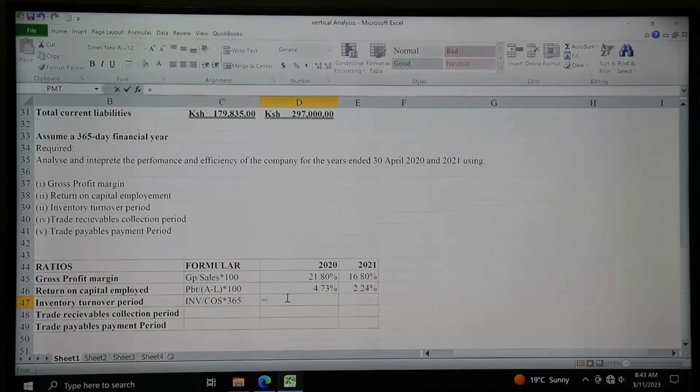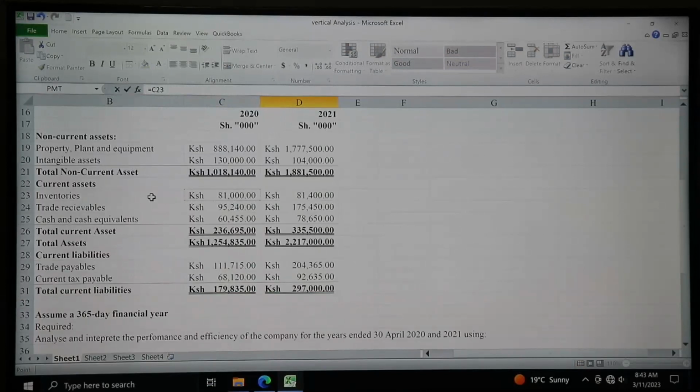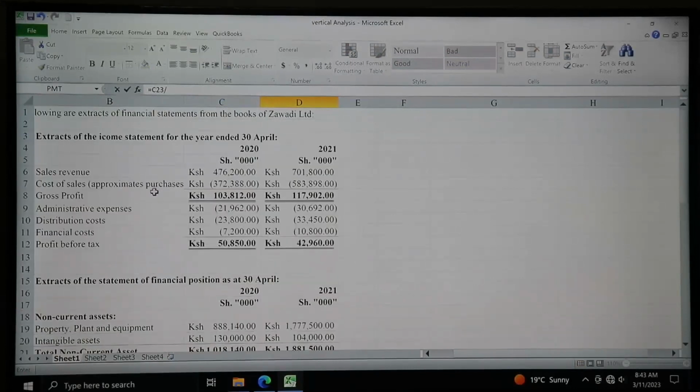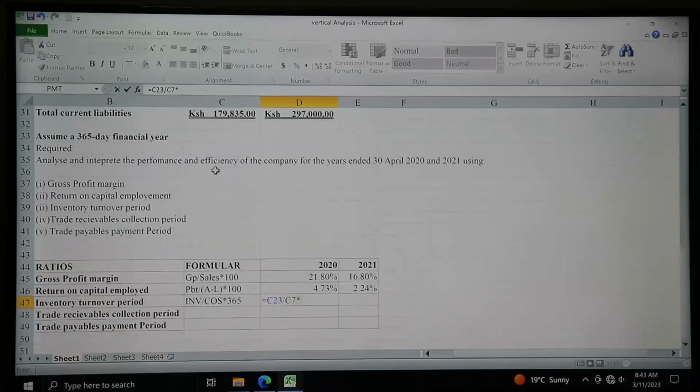Then again, to compute here, you say the inventory. Where is the inventory? So that is checking for 2020. For 2020, inventory was given at this. Now since we don't have another year, like 2019 here, we're going to use that one as our average. Then we divide by the cost of sales. You check here from our income statement, given the cost of sales. So here it was a negative value. So again, we just pick it the way it is, divided by cost of sales. Then you're supposed to multiply by 365. And then you get this. We can set it to give us percentage.